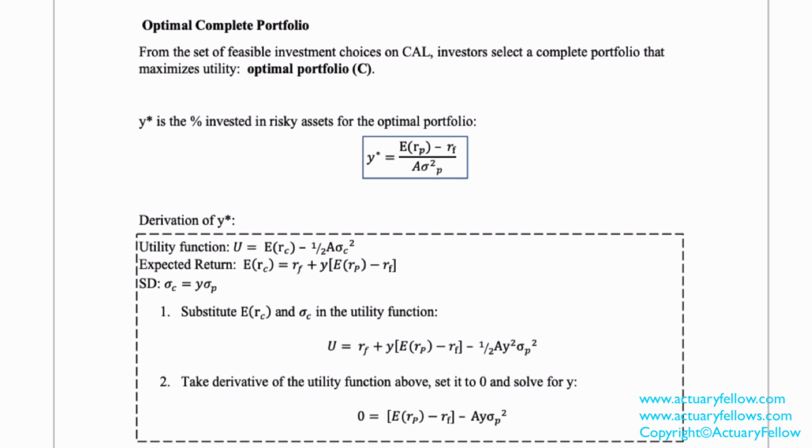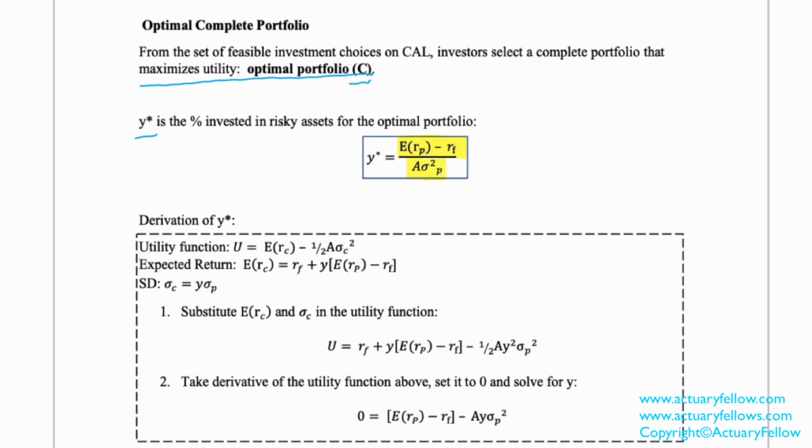Finally, let's bring together the utility curve from the first lesson and CAL from the second lesson and find the optimal mix between risky portfolio and risk-free asset. In the optimal complete portfolio, utility is being optimized. The optimal portfolio is denoted by C. Y star is the percentage invested in risky asset for the optimal portfolio. It equals risk premium divided by risk aversion times the variance of risky portfolio.